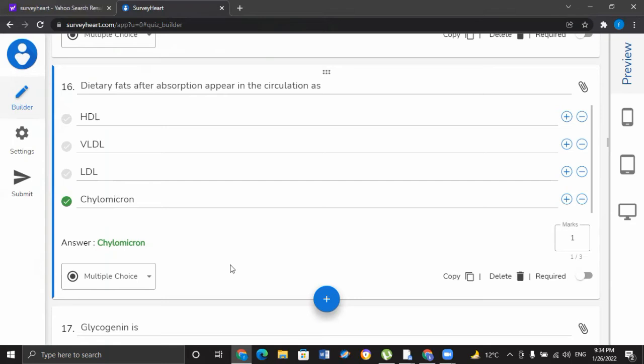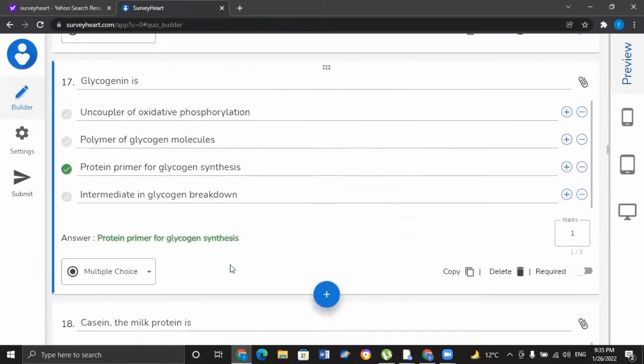Next, glycogenin. Glycogenin is actually a primer that is used for the synthesis of glycogen. To begin glycogen synthesis, the first primer we have is glycogenin, and then it stimulates the process of glycogen synthesis. So glycogenin is a protein primer for glycogen synthesis. That is option C for MCQ number 17.